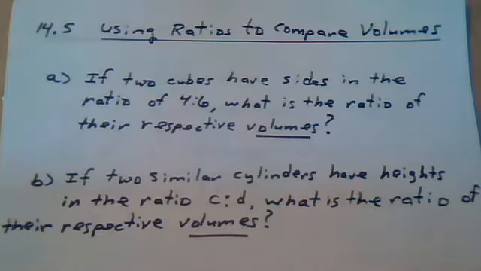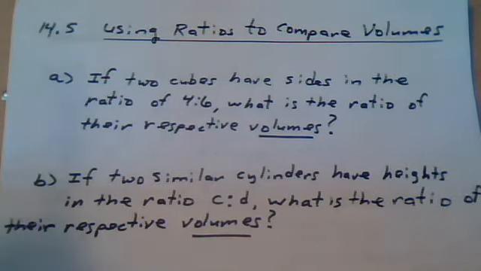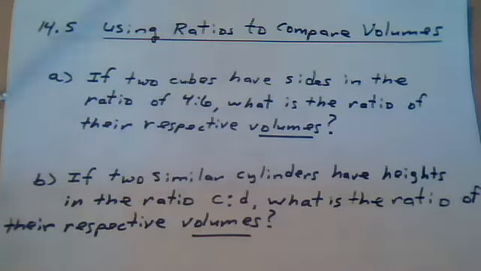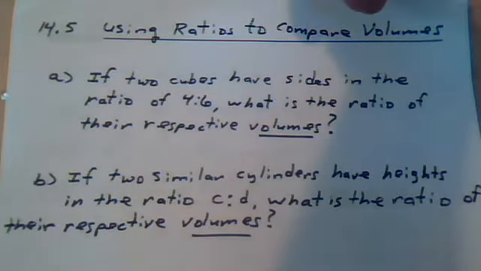And B, if two similar cylinders have heights in the ratio C to D, what is the ratio of the respective volumes? So what we would like to do is to compare their volumes without using a volume formula, just using their ratios. And it's done very straightforward.